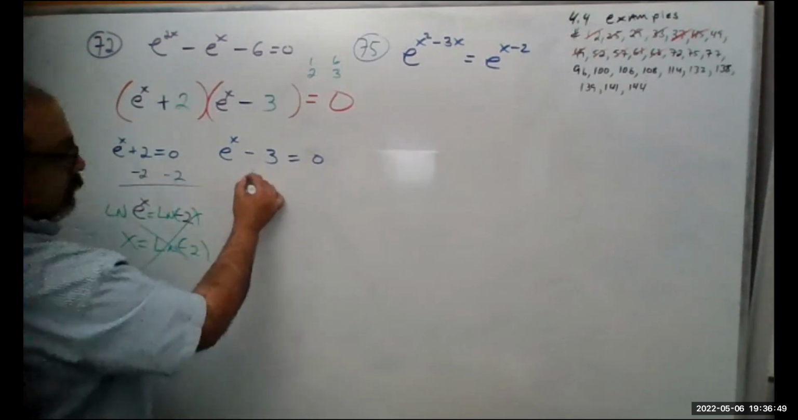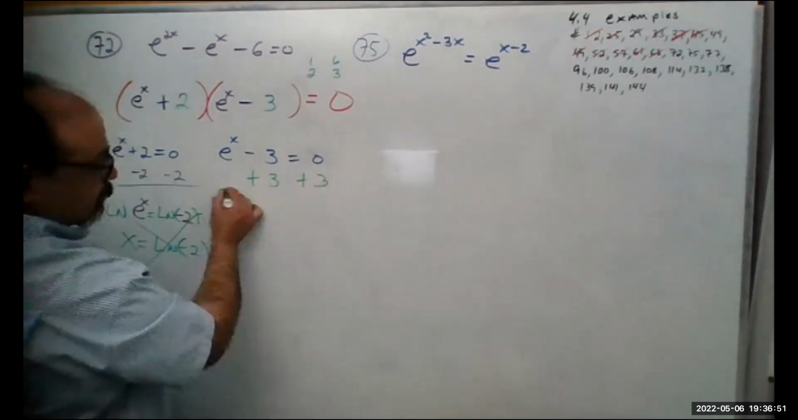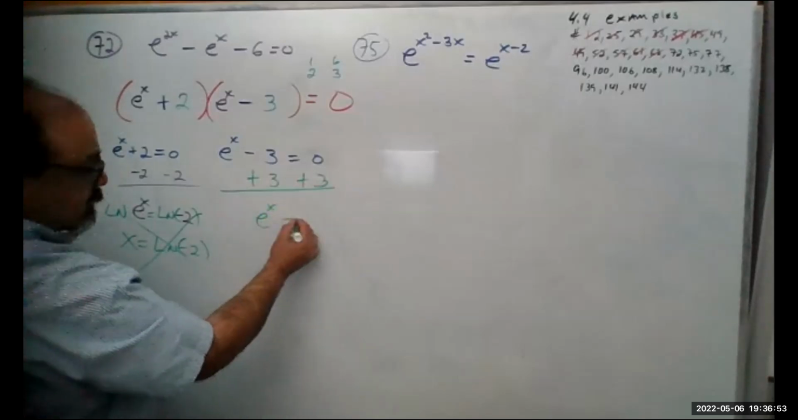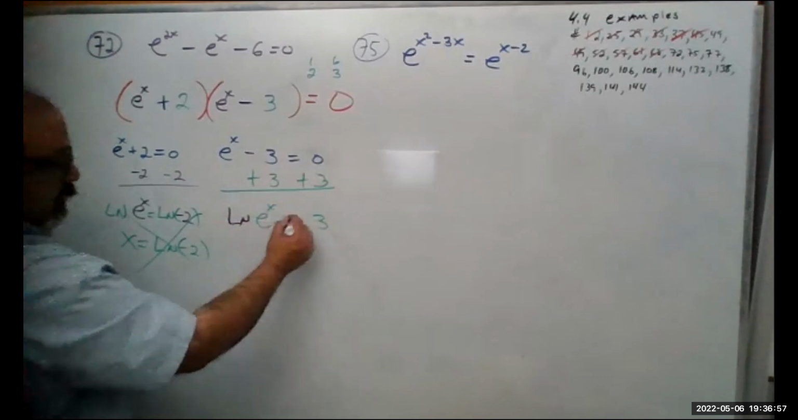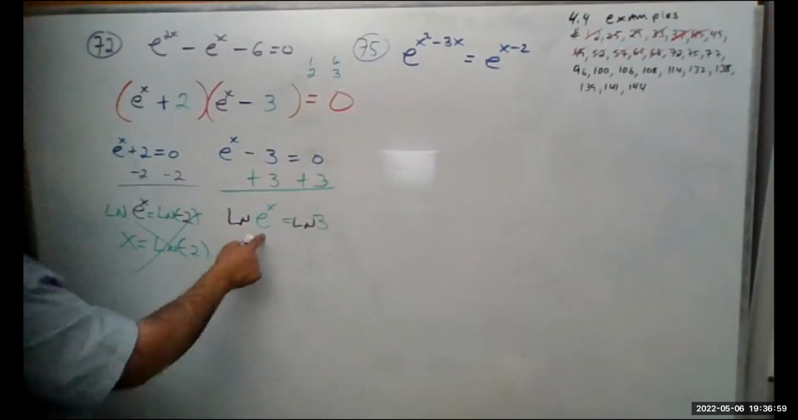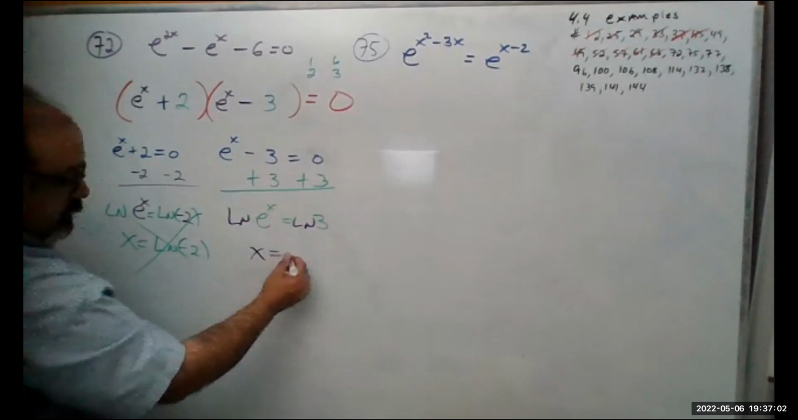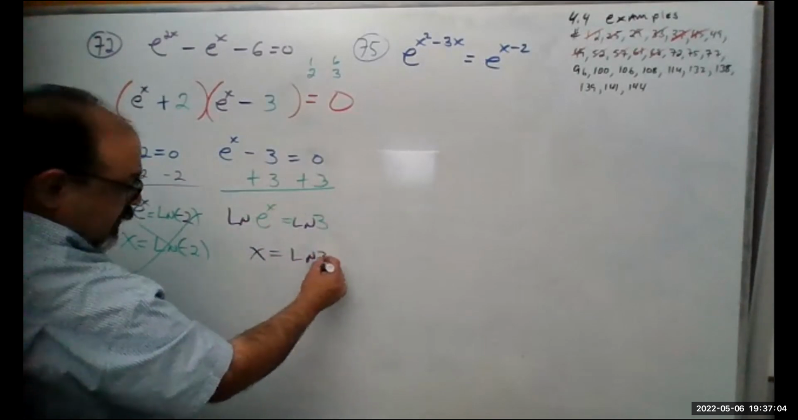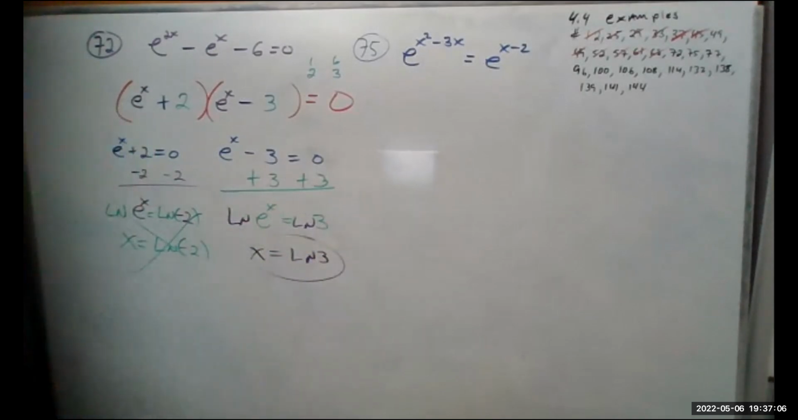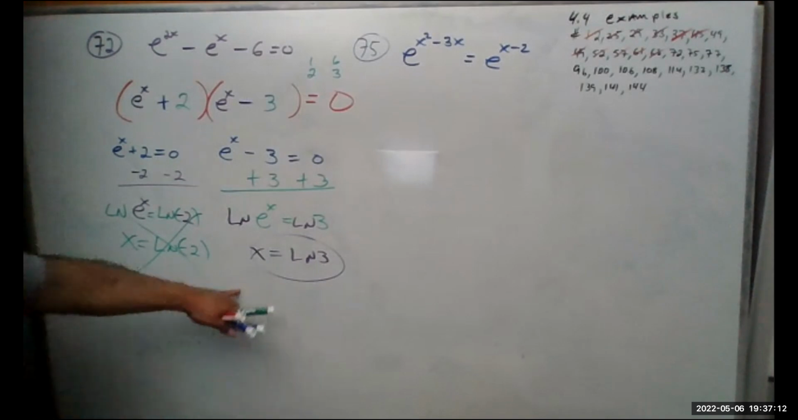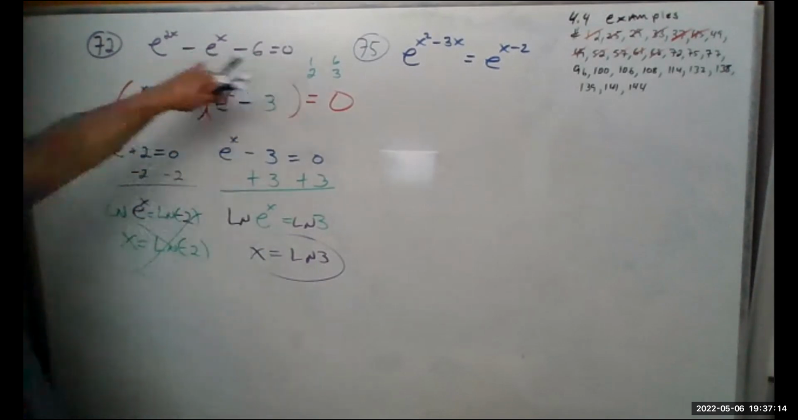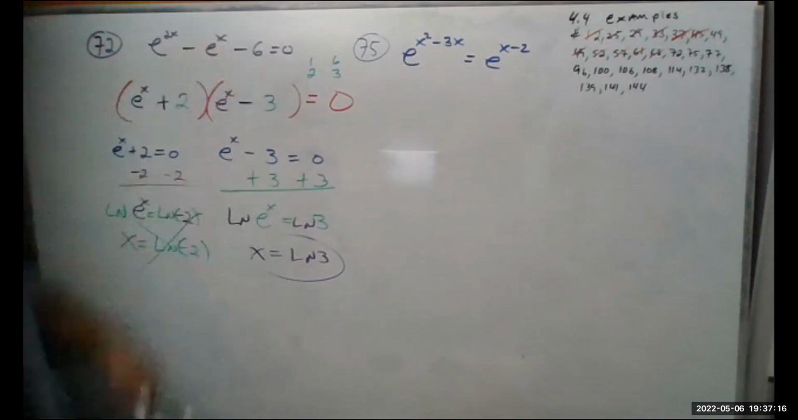But this one over here, add 3. e to the x equals 3. Take the natural log of both sides. Natural log of e to the x is just x. The exact answer is natural log of 3. And then you can punch that up and write down the decimal. But that's the only answer that makes this work. Natural log of 3 is your x value.